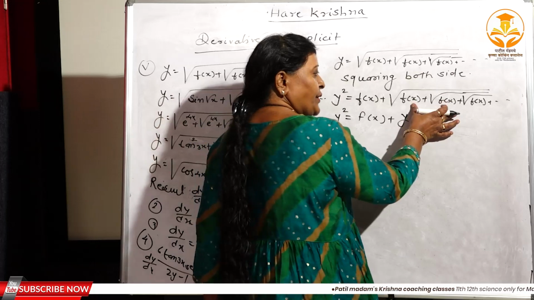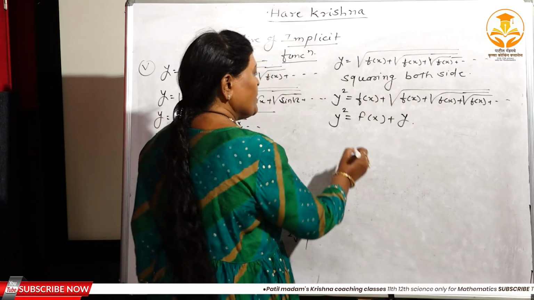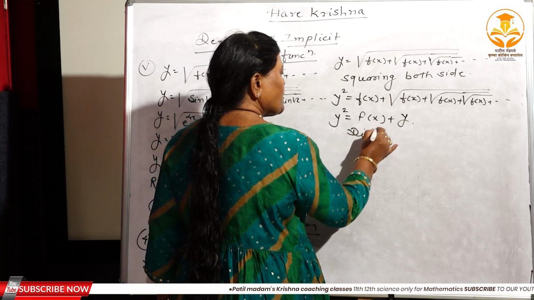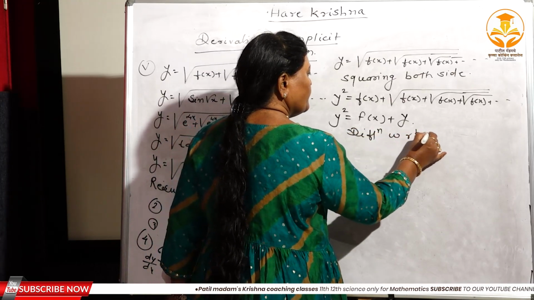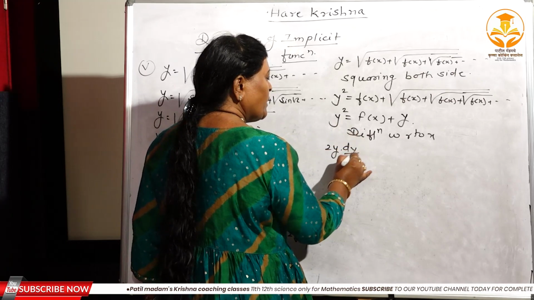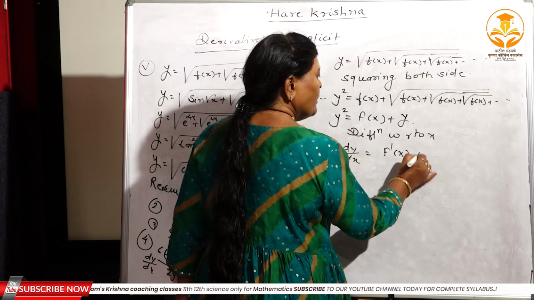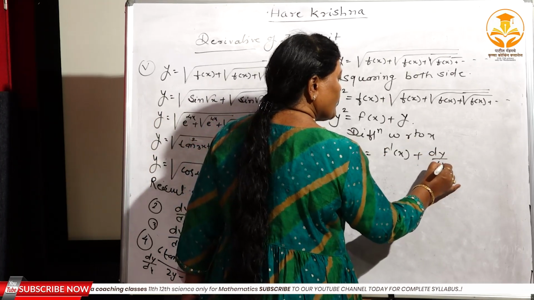Therefore instead of this you can substitute y here. Now you can differentiate with respect to x, very simple. Again the derivative of y square is 2y into dy by dx. The derivative of f of x is f dash x. Again the derivative of y is dy by dx.